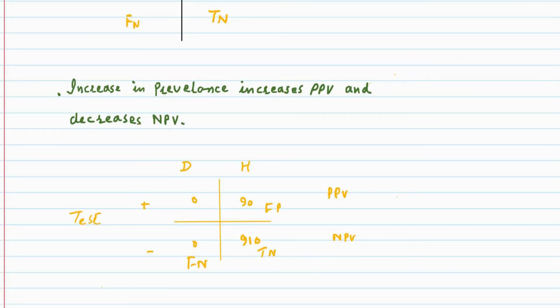In this example, we'll see the extent to which a change in prevalence can affect predictive values. Suppose we have a population in which a disease doesn't exist. If we perform a test on 1000 people, all the positive results will be false positive, and positive predictive value in this case will be 0%, while all the negative results will be true negative, and negative predictive value in this case will be 100%.